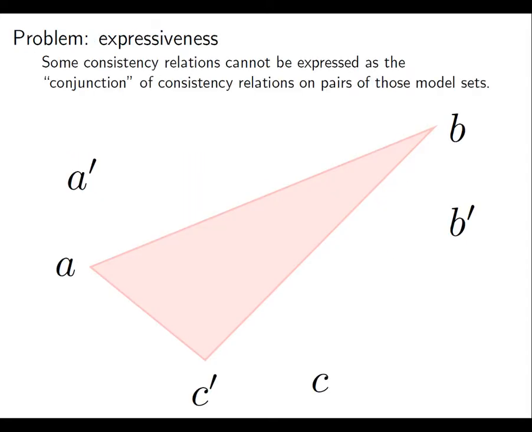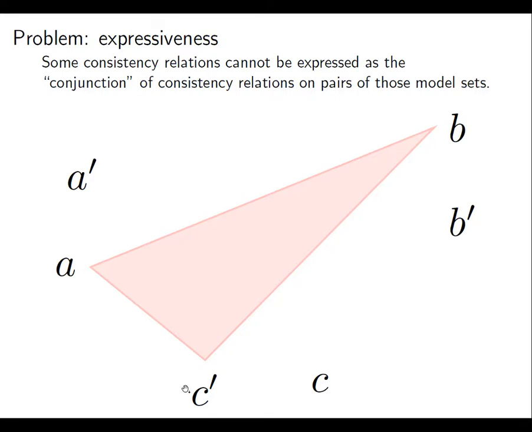Now the first thing we might do is to think about how we can express ternary or multiary in general relationships between more than two model sets in terms of the conjunction of consistency relations on pairs of those model sets. So here's a tiny mathematical example which shows the limitations of that idea. So to read this, the idea is that we've got three different model sets. So we've got A models, of which I'm showing two examples, A primed and A, as being models in that model set, and B models and C models.